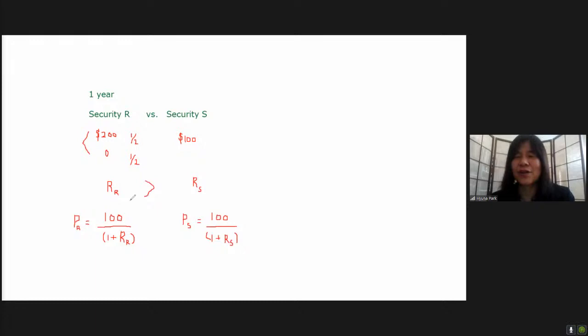And required return, that's the discount rate. So a higher discount rate means lower present value. So this safe asset will be more expensive than the more risky asset. So now we apply this concept to capital markets.